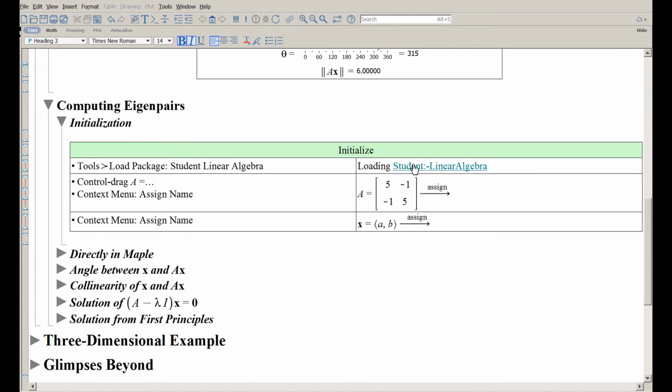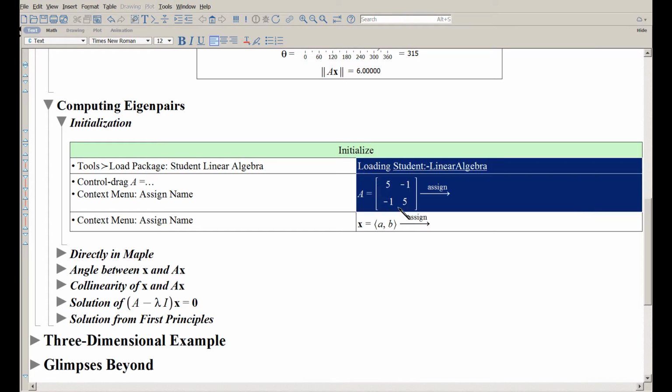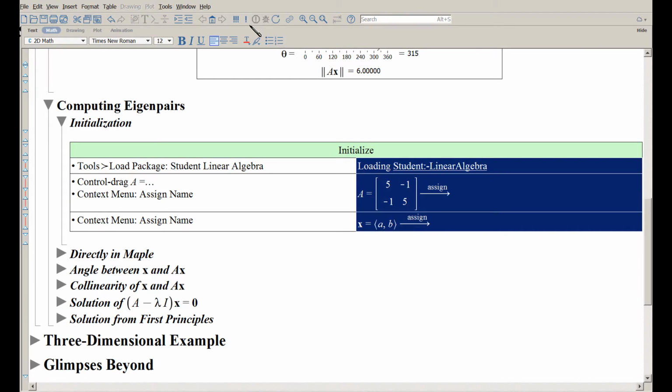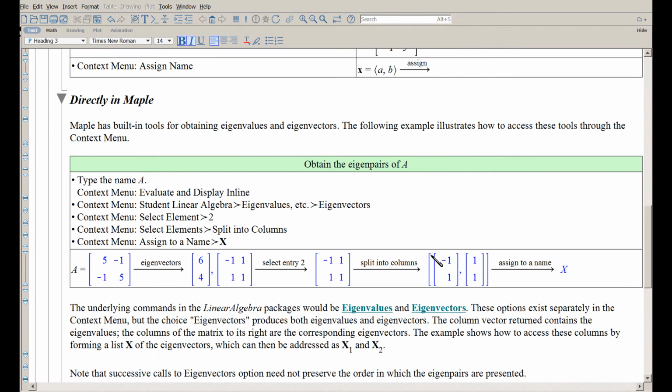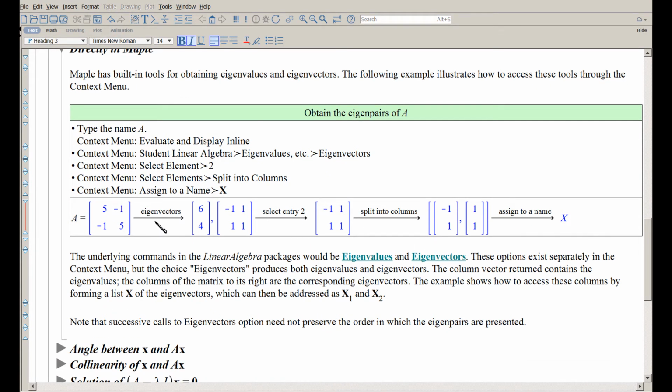So here I have installed the student linear algebra package, defined a matrix A and an arbitrary vector x, and in order for some of the context menu things I want to illustrate to work, I will initialize as I've just done. Okay, so how would one find an eigenpair directly in Maple?